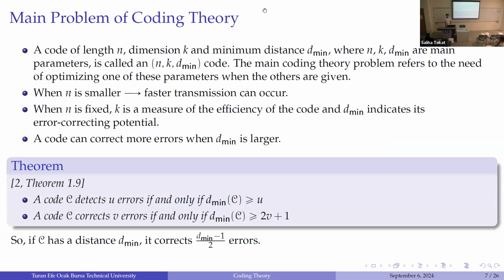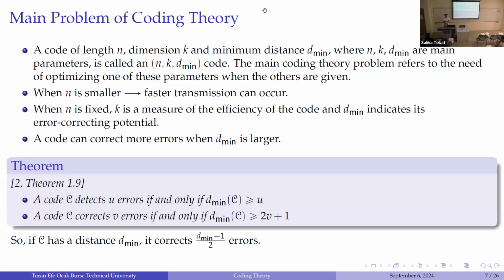Now I'm going to talk about the main problem of coding theory. We try to optimize all parameters like n, k, and minimum distance. When n is smaller, faster transmission can occur. When n is fixed, as a measure of efficiency of the code, the minimum distance indicates error-correcting potential. When the minimum distance is higher, we can correct more errors.